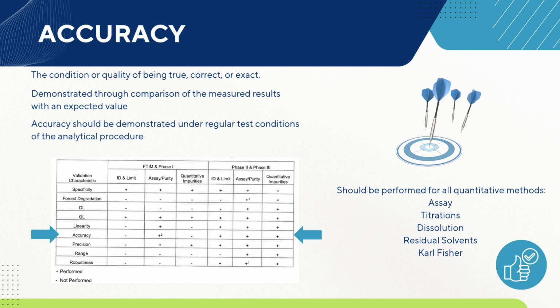The table here provides a quick guide for when accuracy must be performed based on the phase of your product and the type of quantitation that is required. Accuracy is essentially required for most methods. There's one caveat for phase 1 purity methods that we'll discuss momentarily.